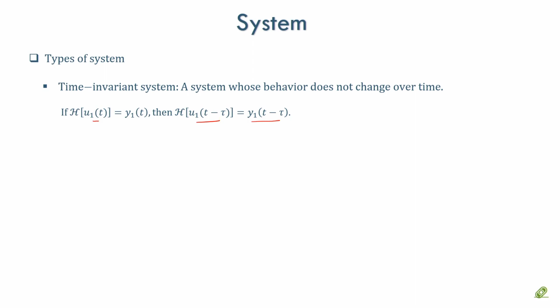Basically, if you give a shifted signal as input to the system. What is the meaning of that? The meaning of that is, suppose you take a system today, you give input to the system, you get an output. You come back tomorrow and give the same input, the same output should be there.